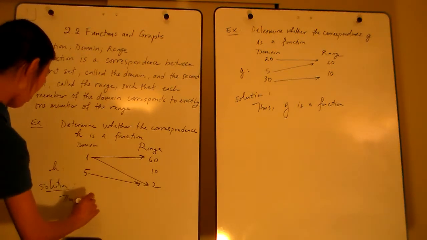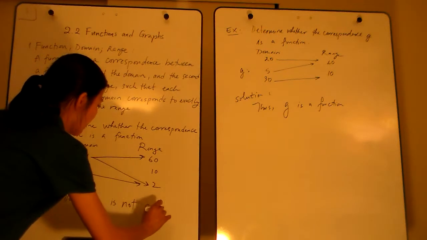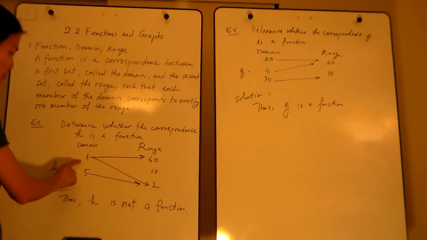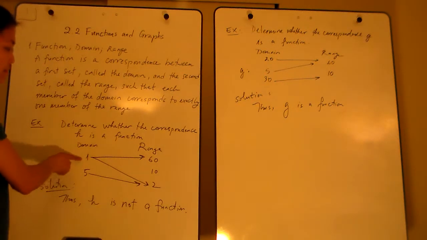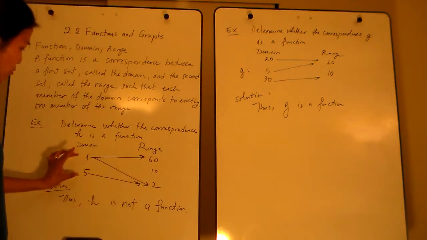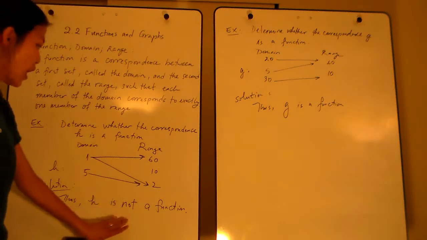this correspondence h right here is not a function, because one member of its domain, this one, maps to 2 members of the range. It does not satisfy the definition of function, domain and range. This number 5 right here is fine because it only maps to 2, but it does not satisfy because one member right here of the domain maps to 2 members. So h is not a function.